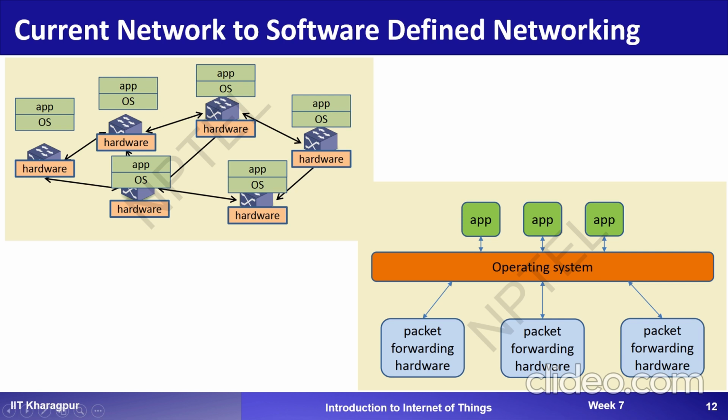So this is showing that the hardware part is your data plane, which can only forward the data, and all the decision making takes place at your control plane. So this green part is your operating system and application layer. So this is your control plane.